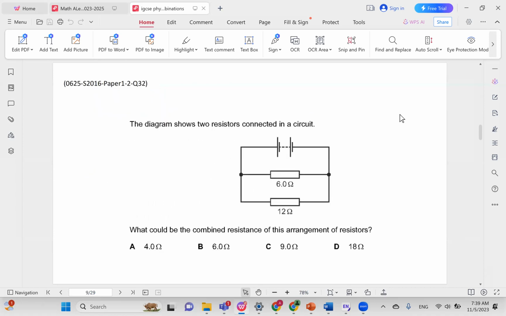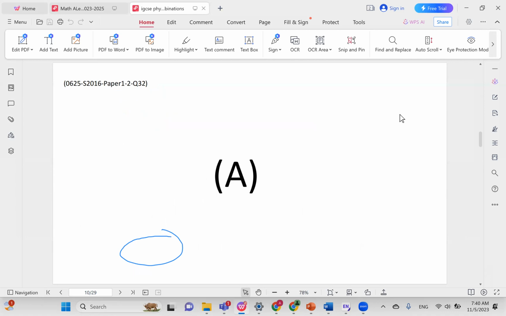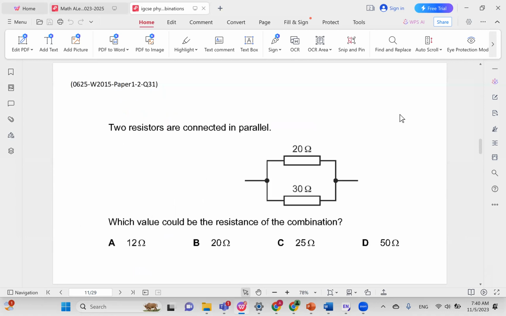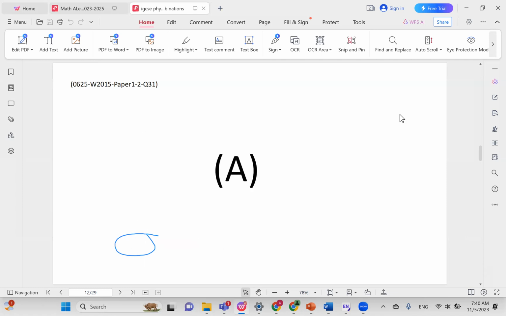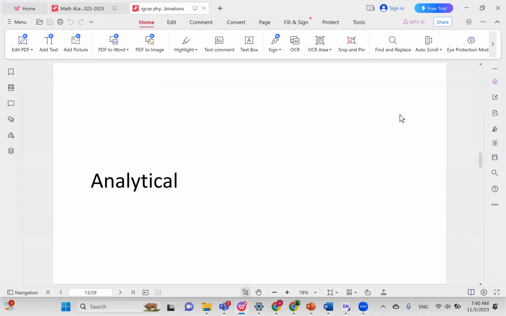The diagram shows two resistors connected in a circuit. What could be the combined resistance of this arrangement? It has to be a value less than 6 because we said it has to be less than the smallest value. So the only correct value here is 4. So A is the correct choice as well. This is a similar question again. We have 20 and 30, so it has to be a value less than 20, so 12 is the correct answer. So A is the correct choice here as well.